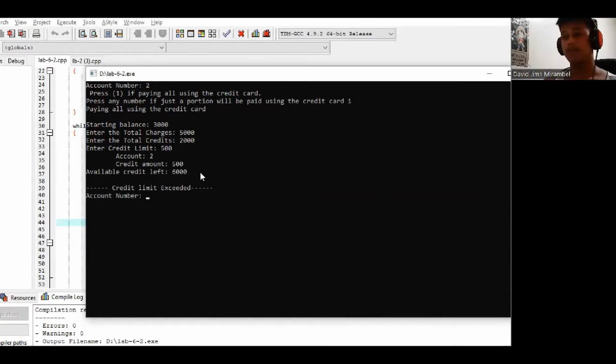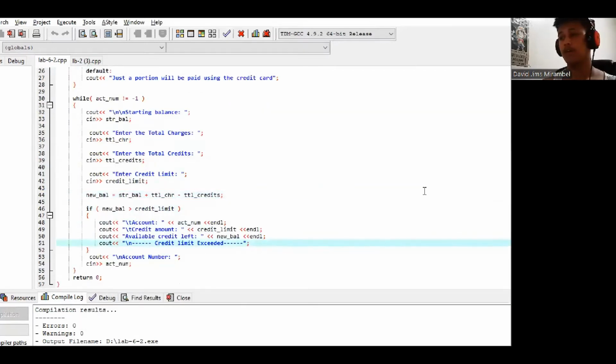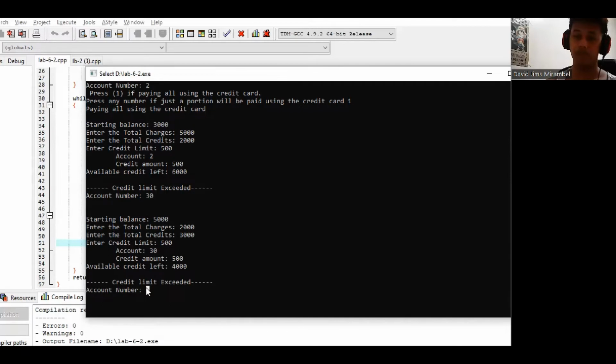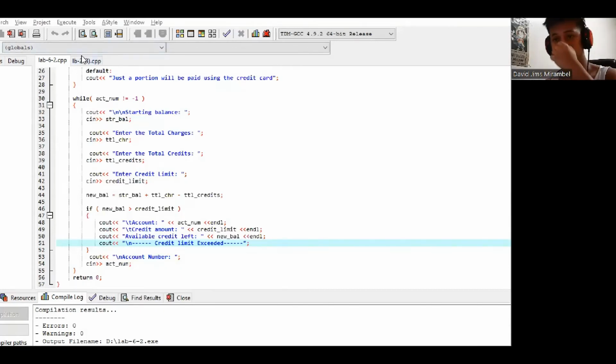And this credit limit exceeded will appear at the end of the execution. So yes, it does appear at the end of the execution. But after you're done with the credit limit exceeded, the account number will reappear again for another transaction. So there's another transaction here. It's never ending. It just repeats. So let us move on to our part two.